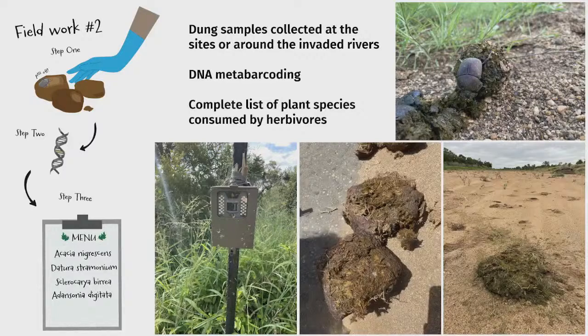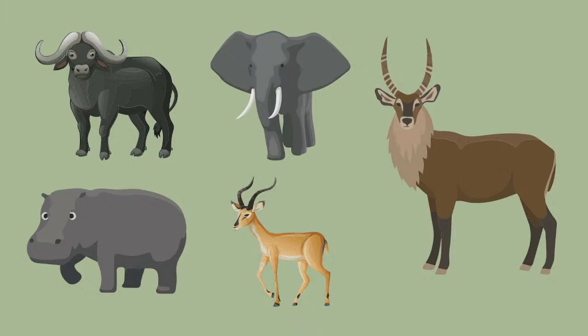And this was the second part of the fieldwork, to find out about the herbivore diet. And so we put on some gloves and went to collect some dung. And again, metabarcoding. And we wanted to see if there is any of these 3 invasive species in the diet.